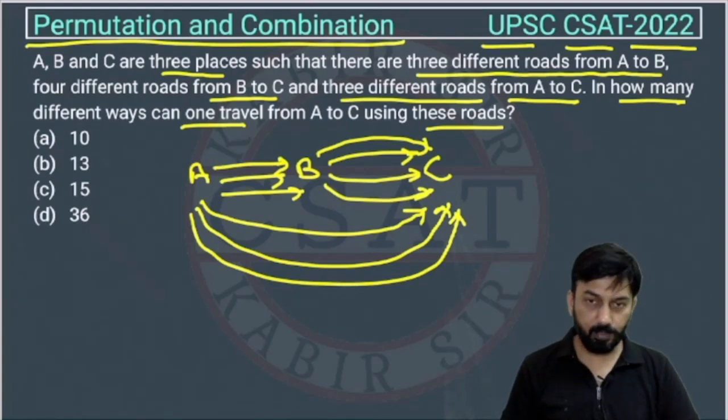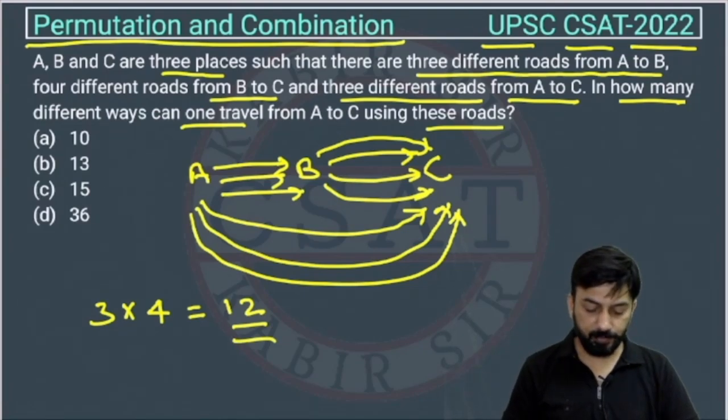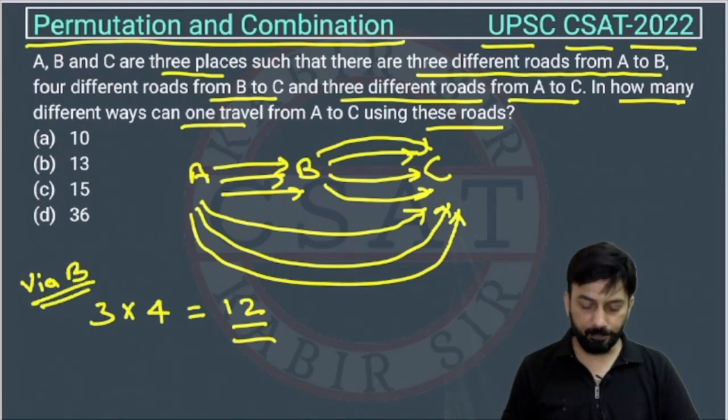If you remember how we do it, from A to B there are how many ways to go? 3, and then from B to C how many? 4. So total ways going A to C through B, right? So how many possibilities are there? 12, right? So we are going via B. In these 12 possibilities, we are using B. Now, directly also from A to C, we can go in how many ways? 3 ways. This is already given, right?